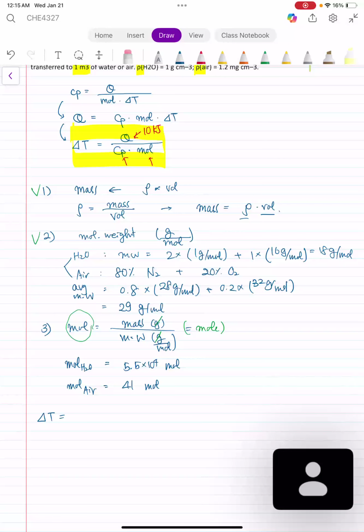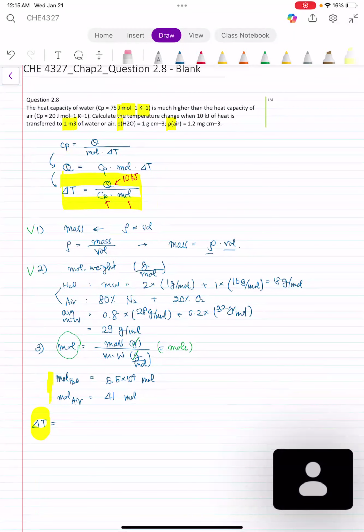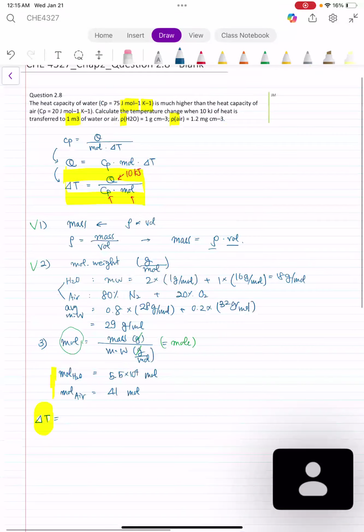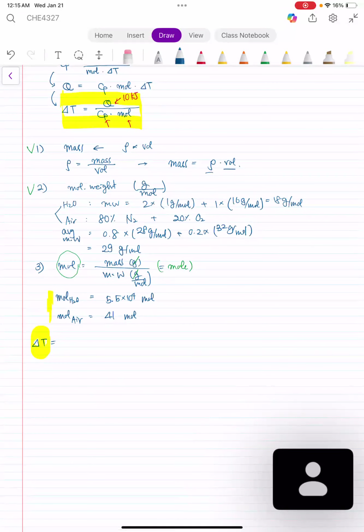Again, coming back here, delta T is the heat, 10 kilojoule, divided by the heat capacity and by the moles of that substance. We just calculated those moles here. So you're ready to calculate the delta T. Please pause the video and do the calculation. Okay, how did it go? Well, the answer is the delta T of H2O should be 2.4 times 10 to the minus 3 Kelvin, and delta T of air should be 12 Kelvin.